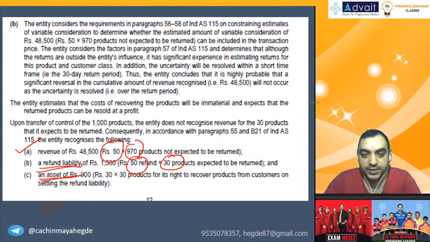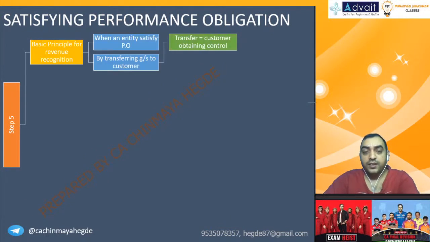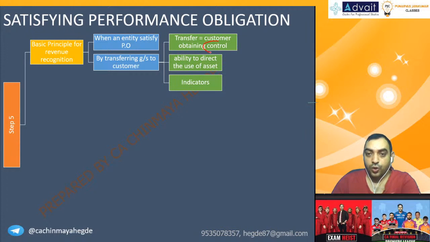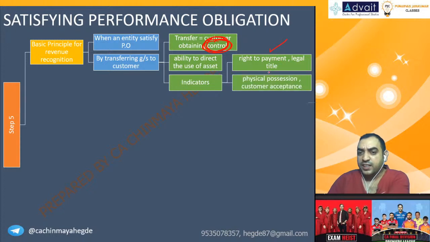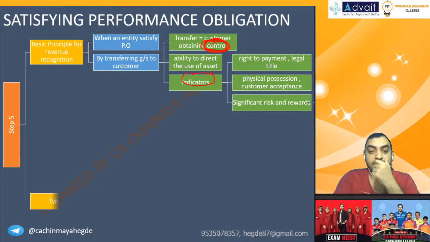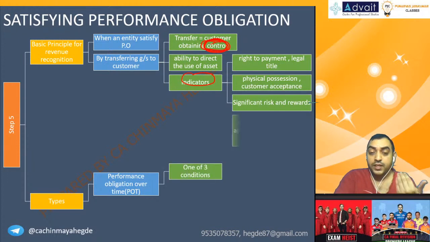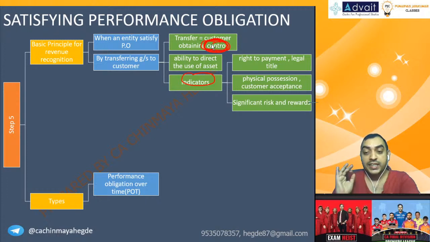Okay. Let's go to the last step now. When should the revenue be recognized? They say whenever the control is transferred, and the indicators are right to payment, legal title, physical possession, customer acceptance, significant risks and rewards. But the important word is control. All these are indicators, but once the control is transferred, then the revenue can be recognized. There are two methods: one is performance obligation over time, and another is performance obligation at a point in time.